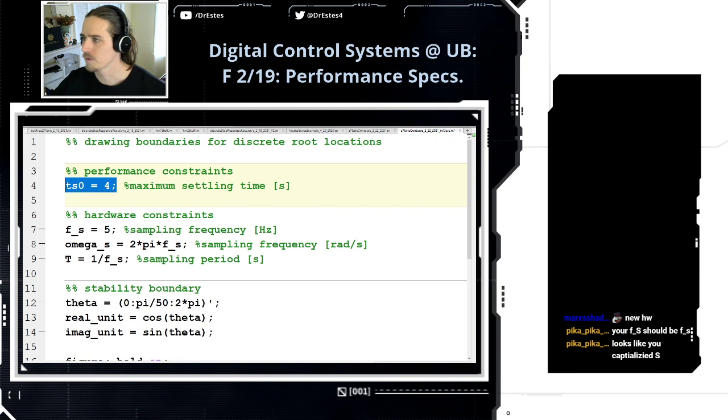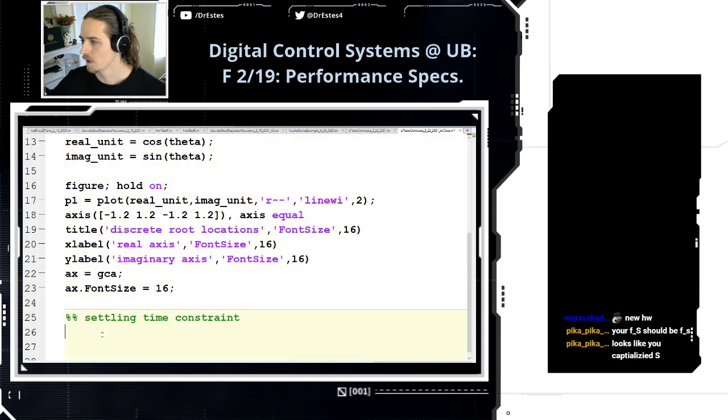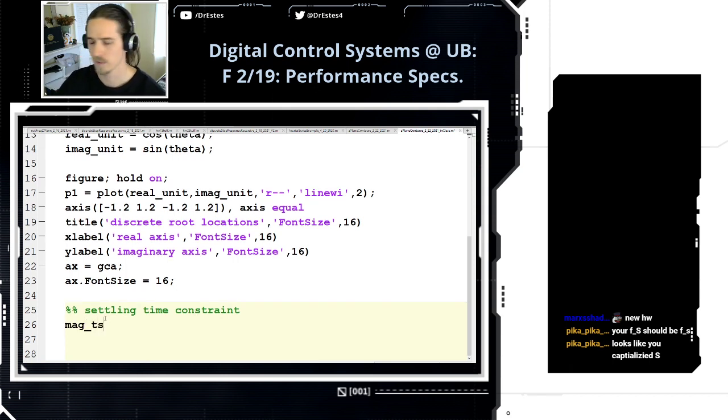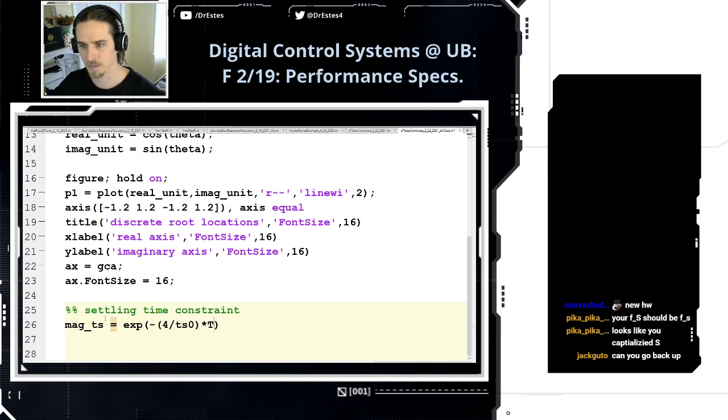Okay, so we have that, we have this, and now I believe we can implement the formula. The magnitude of our discrete roots, at least for the settling time condition, let's call them mag TS. We have this formula: exponent of minus 4 divided by TS naught, whatever that time is, times our sampling period, T.